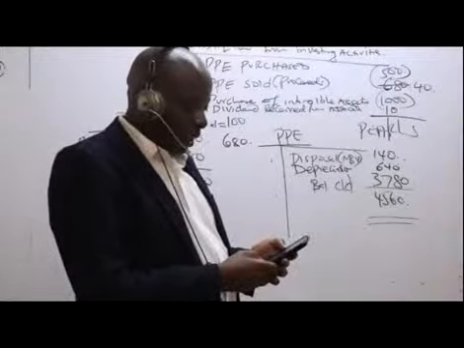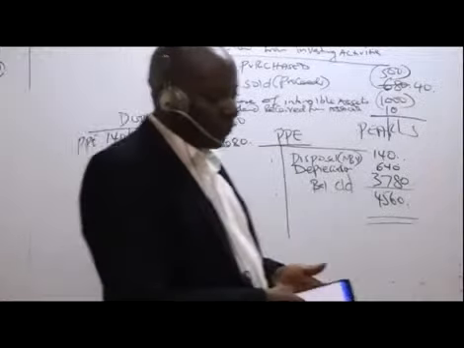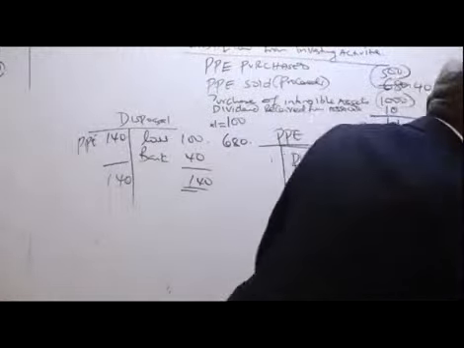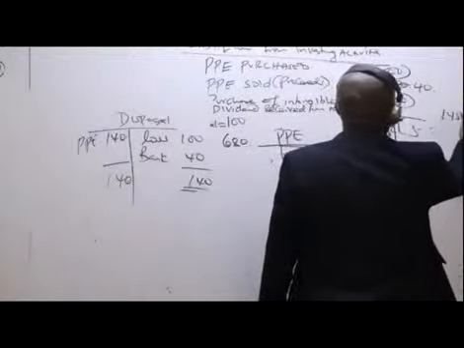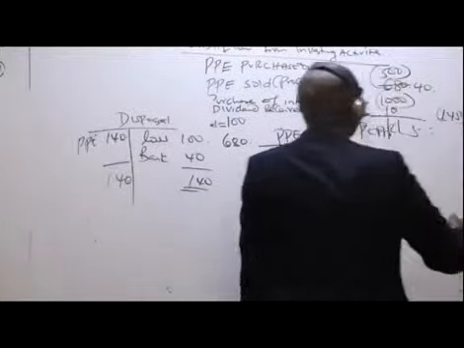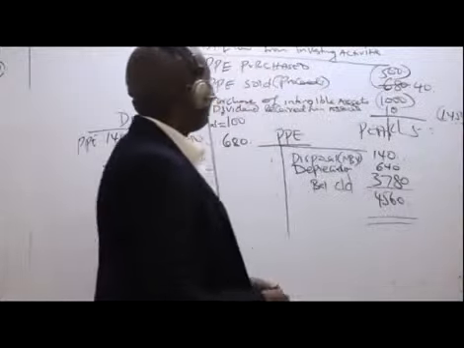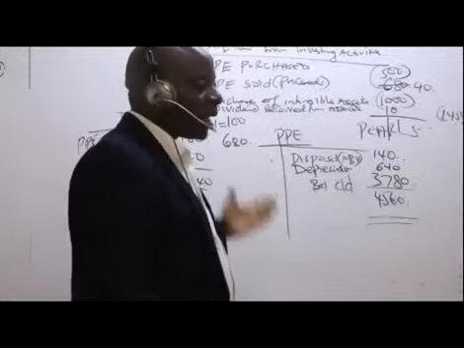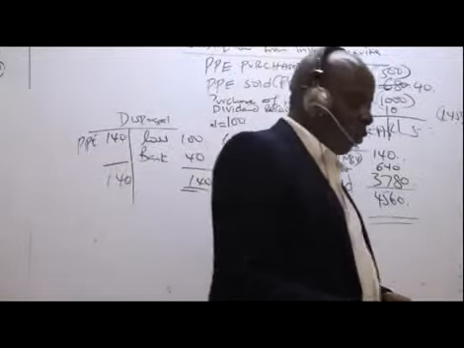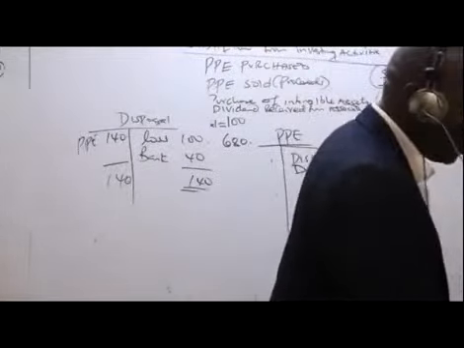Yeah, 1450 negative. Thank you very much. 1450 negative. Great, great. Now from there, mention cash flow from financing activities.